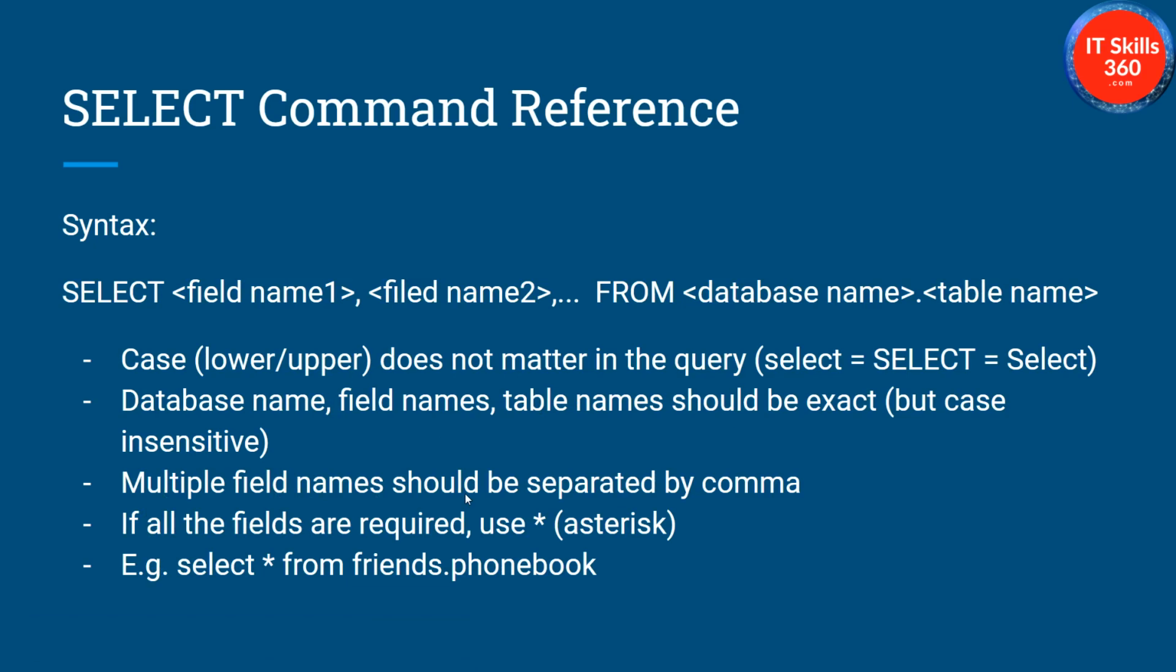Now multiple field names should be separated by comma, as you saw. There should be name comma phone underscore number and things like that. If all the fields are required, then we can use asterisk, and an example is select star from, let's say, friends.phonebook or edison.phonebook, whichever way you have created it.